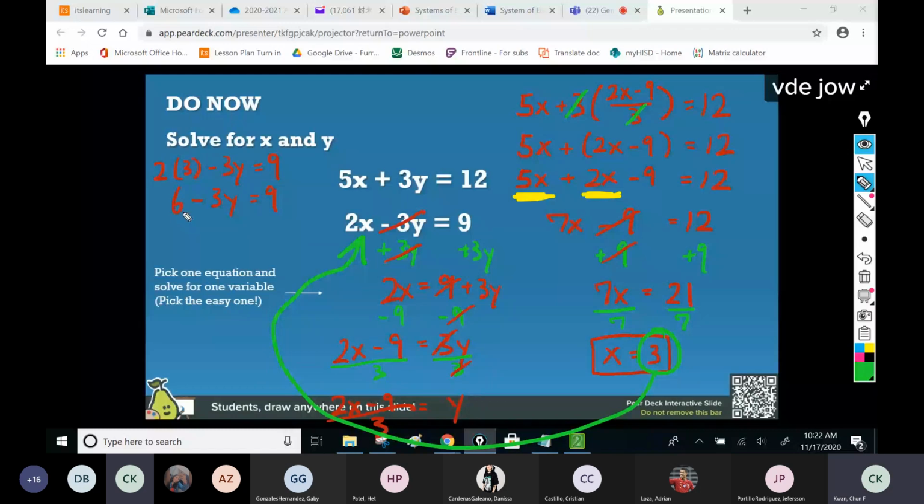If we want to solve for y, we have to first get rid of the 6. So minus 6 on the left, minus 6 on the right. Negative 3y equals 3. Yes, the second equation, yes. I plugged the 3 back into the second equation.